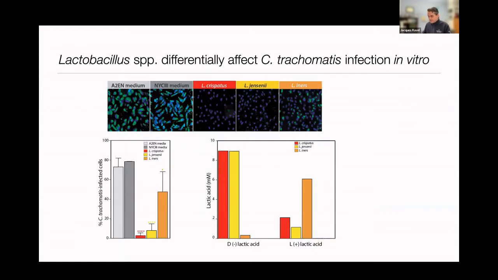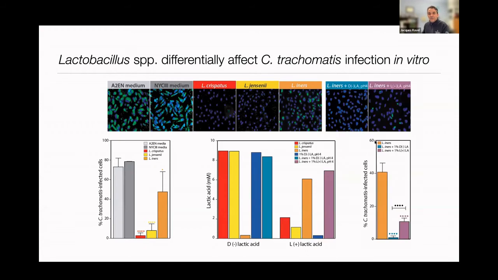And so we measured D-lactate and L-lactate in those cultures of crispatus, Jensenite, and iners, and you can see that iners does not make D-lactic acid. But then we took Lactobacillus iners and we supplemented the culture with D-lactate. And you can see that when you do this, you actually restore the phenotype of protection, and to a lesser extent if you just add L-lactate, but then you have such a high amount of lactic acid that there's some level of protection here as well.